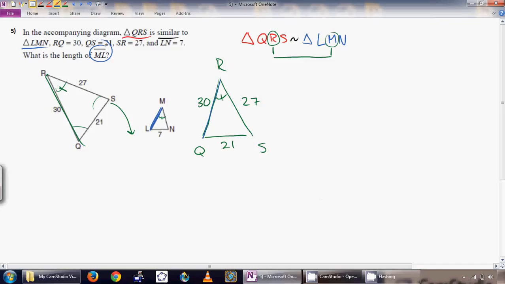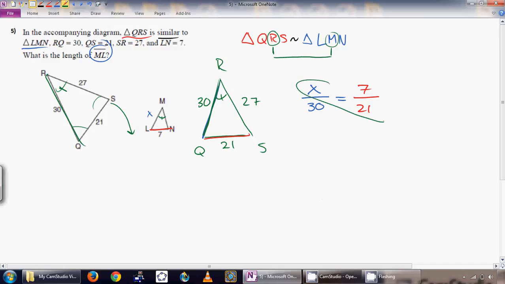So I'm looking at these two sides. I'll call this x. So I'm going to create a proportion of the ratio of my corresponding sides. In the smaller triangle, x corresponds to 30, and that will be equal to, they give me 7 down here, so 7 corresponds to 21, alright? There's my proportion of corresponding sides in a ratio.